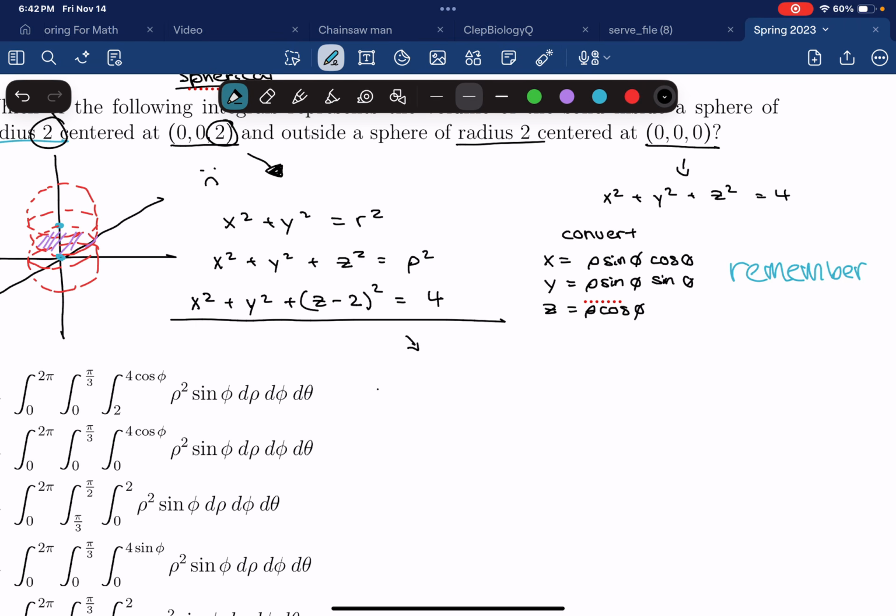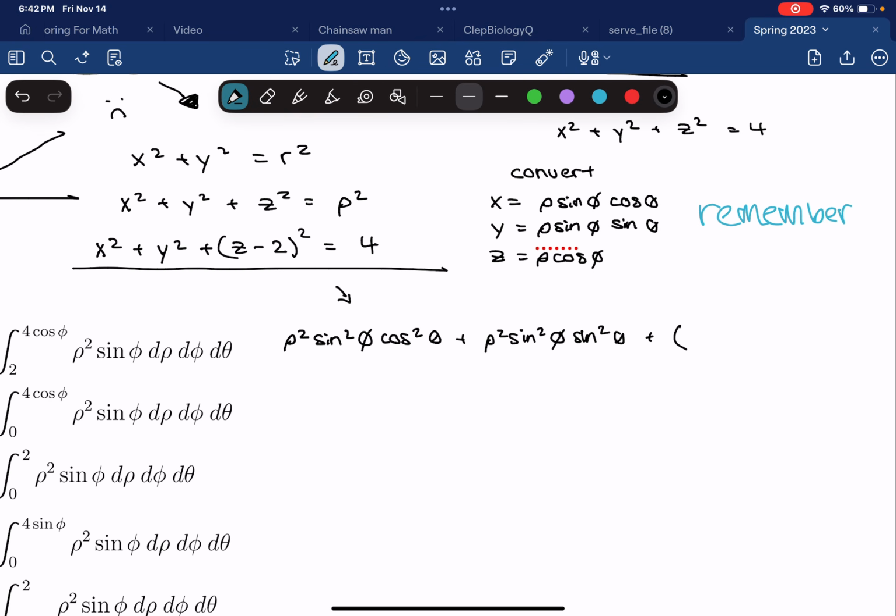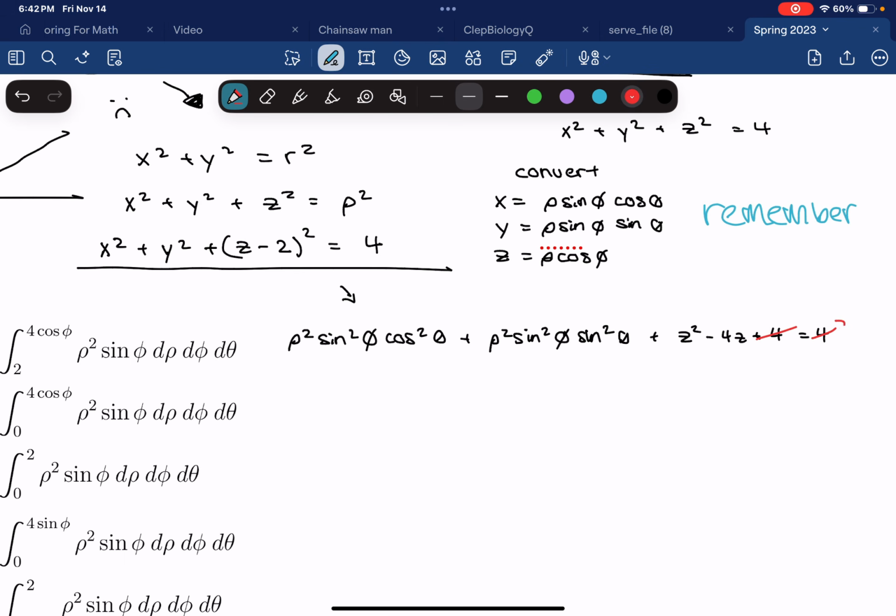So this will become rho squared sine squared of phi cosine squared of theta plus rho squared sine squared of phi sine squared of theta plus, we gotta do some factoring here. This will become z squared minus 4z plus 4 equals 4. So this will become a 0.